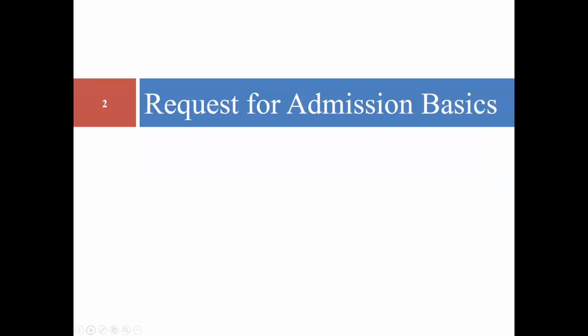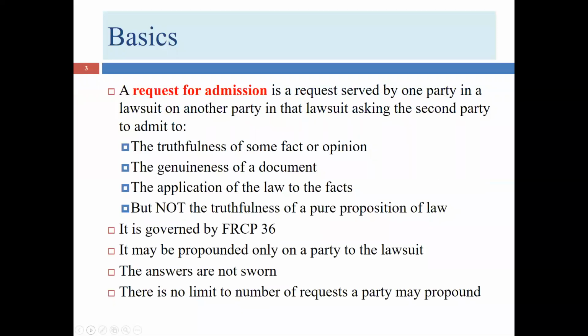Let's cover the basics of how requests for admissions work. What is a request for admission? Well, it's a request asserted by one party to another. So we're talking about a party-to-party request. And as we've seen in some discovery tools, the tool has to be sent to a party in some cases, for example, interrogatories and requests for admission, and also mental and physical examinations. We've seen other discovery tools that can be sent to non-parties, such as depositions and requests for production.